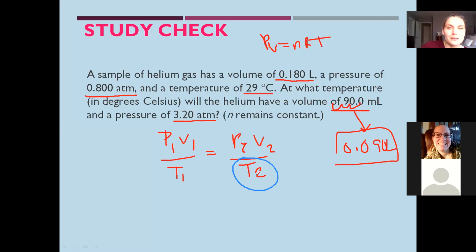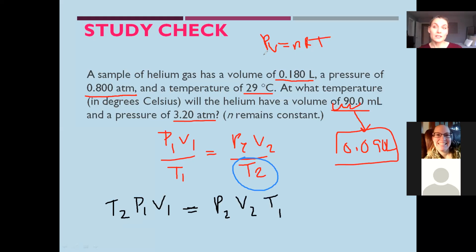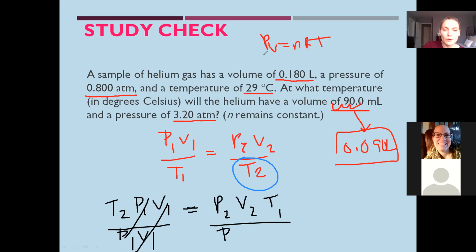To do this, I'm going to change my equation really quickly. It's going to be T2 times P1 V1 equals P2, because we're going to cross multiply, V2, T1. I want to get T2 on its own, so I divide by P1 V1. That cancels out. Now all you have to do is plug your numbers in. So go ahead and take a minute and try to plug in those numbers, and we'll see what you get.